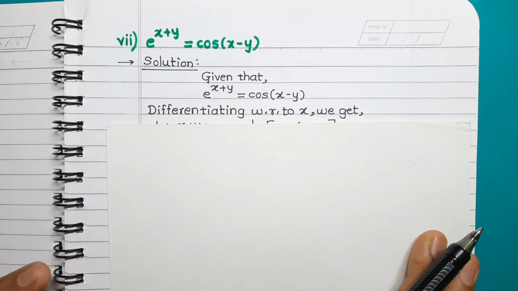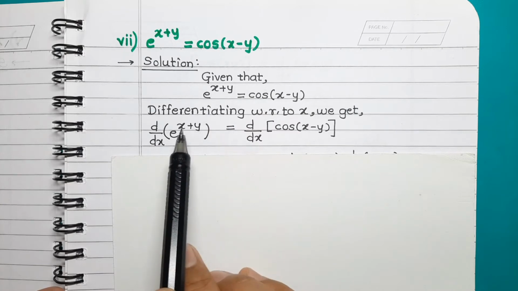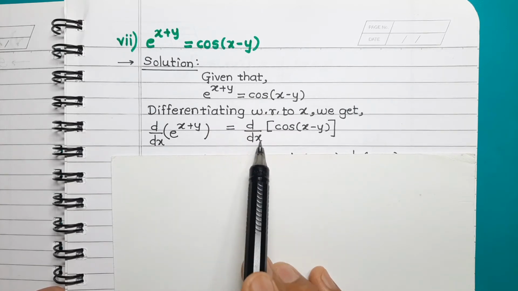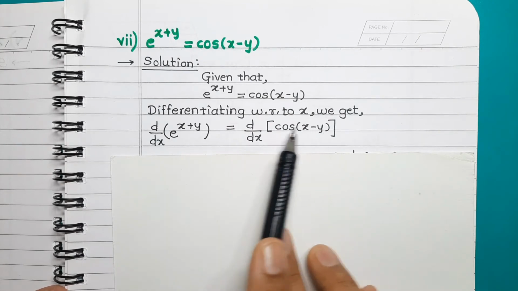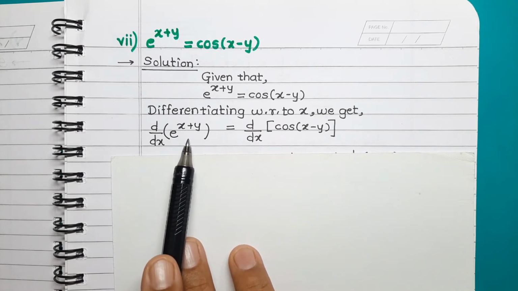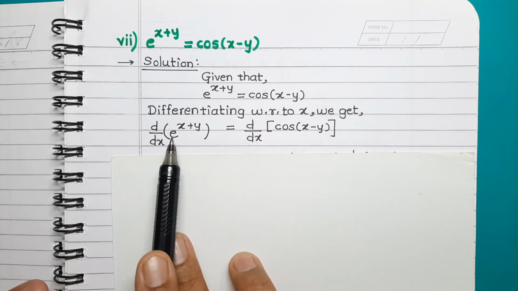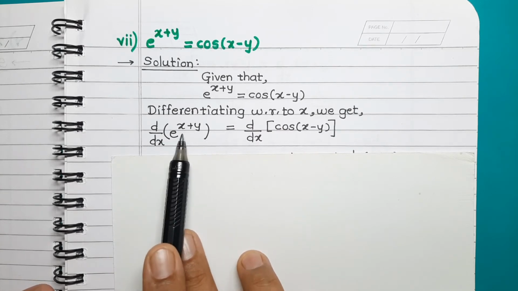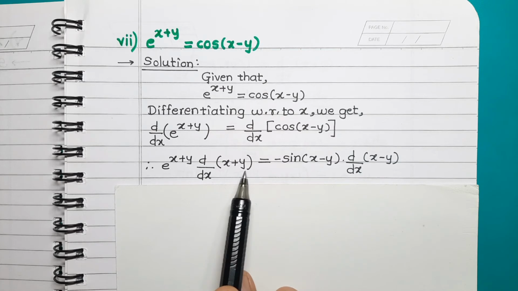So differentiating with respect to x, we get d by dx of this term e raised to x plus y is equal to d by dx of this term cos of x minus y. Both the functions are composite functions. So we are going to use chain rule to find their derivatives. So for this term, let's treat it as e raised to something. So its derivative is e raised to something into d by dx of something, which is function x plus y.